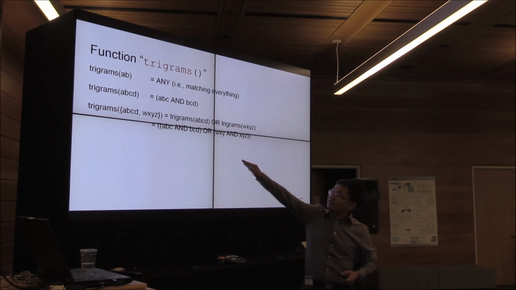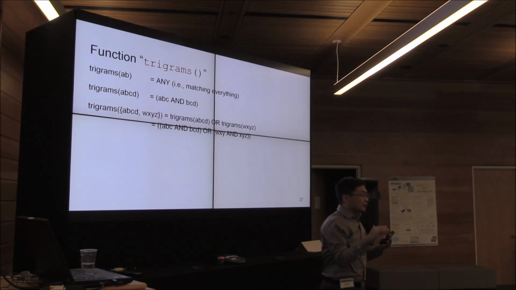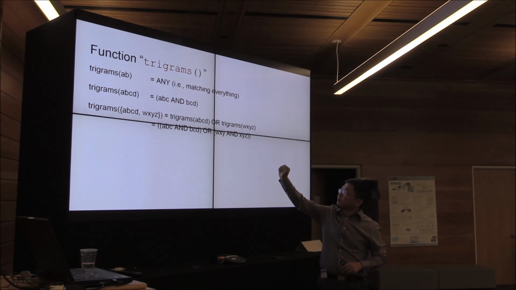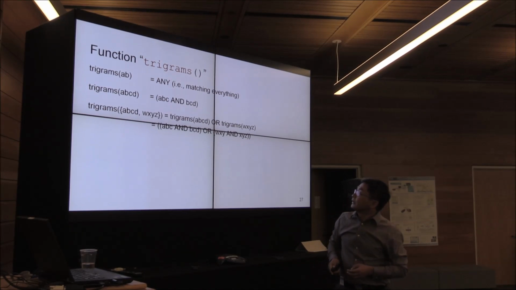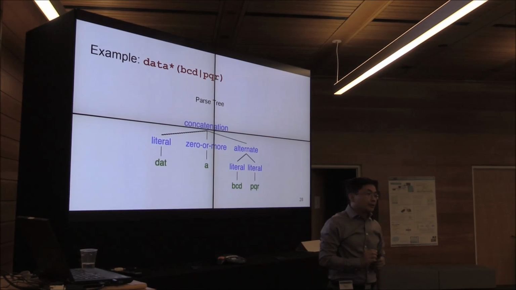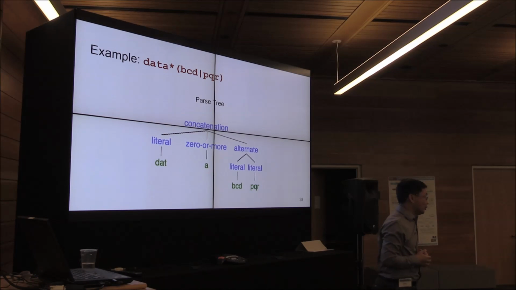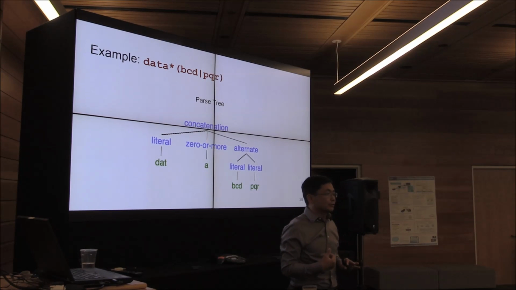Now, if you have a set of grams, ABCD and WXYZ, set means a disjunction. Then you generate a disjunction of conjunctions. Now, in the next few slides, I'm going to use one example to show the main idea of the algorithm. A lot of details I will not cover, but I think that's good for this purpose.